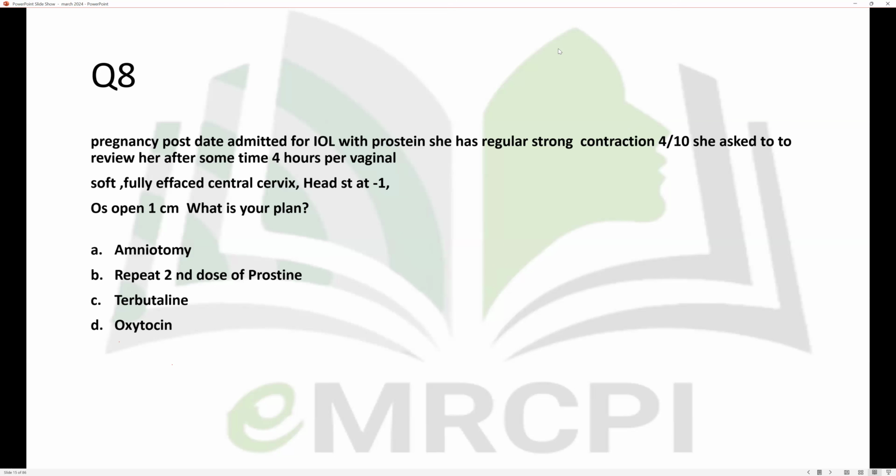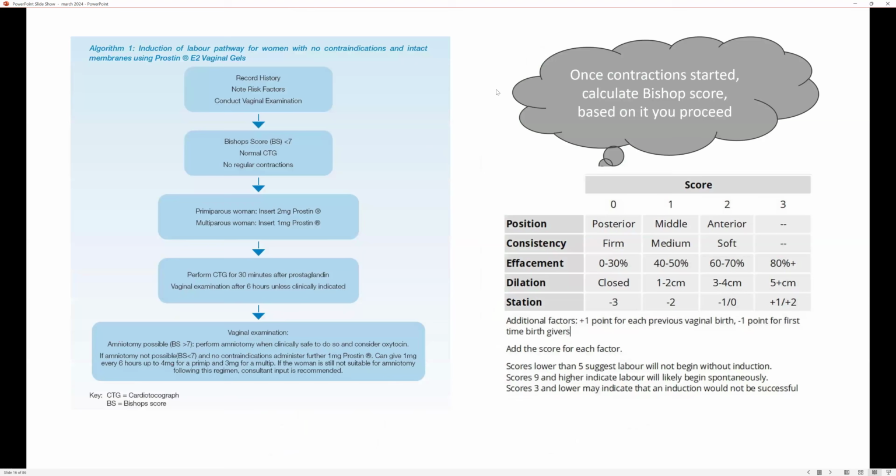Okay, so this will depend on what? How did you get the answer? When to choose to repeat a second dose of Prostin and when to choose to proceed with amniotomy. Yes, well done, Dr. Mariam. Well done, Dr. Aisha. This will depend on the Bishop score of the patient. So here is the MRCPI, the Irish recommendation for the induction of labor pathway for a woman with no contraindication and intact membranes using Prostin vaginal gel.